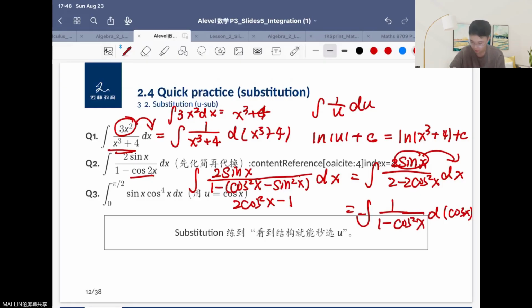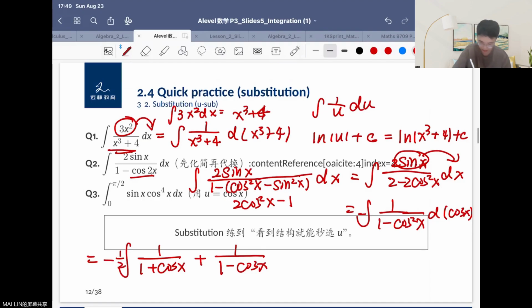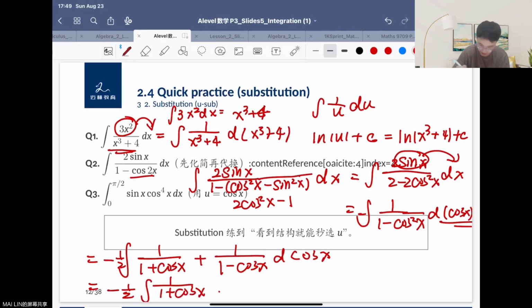Okay. So for this value, you can consider a negative integration of 1 over 1 plus cosine x plus 1 over 1 minus cosine x, okay? I believe we had to add a half here, right? Yeah, we had to add a half here, and d cosine x. Because we knew that the differentiation of cosine x is negative sine x, and the differentiation of cosine x plus 1 is also negative sine x, there's no constant anymore, right? So for the first value, you can consider it as negative a half integration of 1 over 1 plus cosine x, d of 1 plus cosine x, okay?